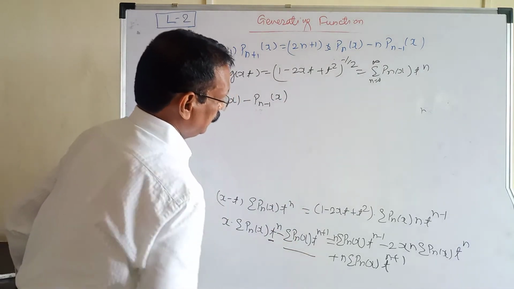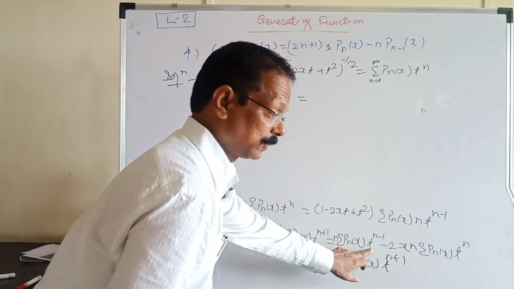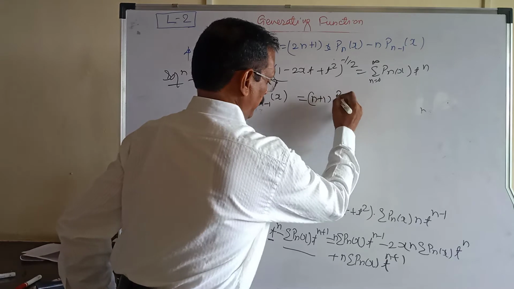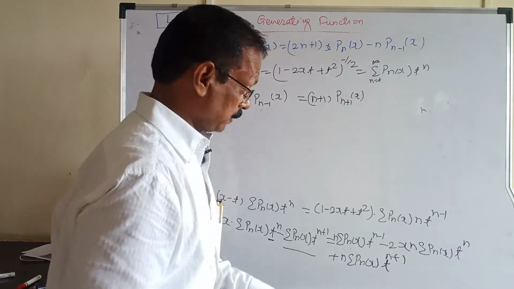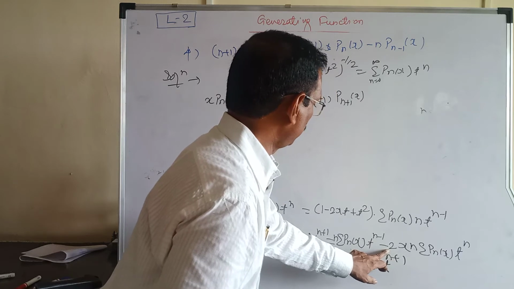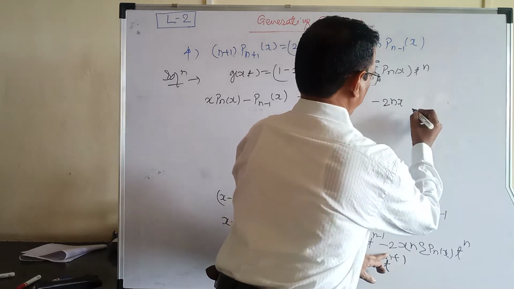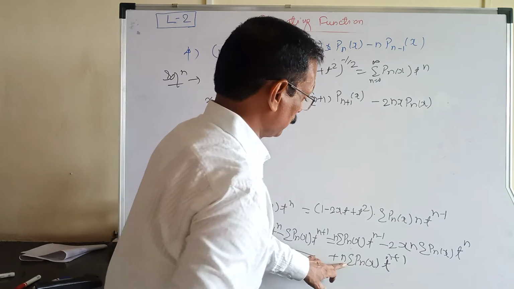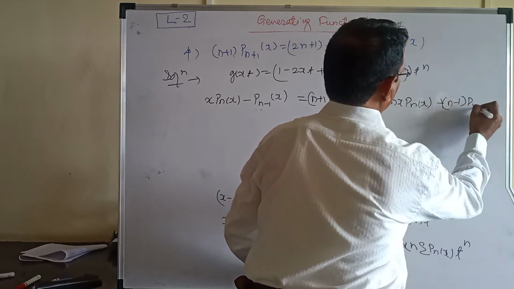Now on the right hand side, here is t raised to n minus 1, it is n minus 1. So if there is t raised to n, we have to write n plus 1. So n plus 1 Pn plus 1 of x. Compare the coefficient with t raised to n. There is no change here: minus twice n into x into Pn of x. Now the remaining term: here is n plus 1, here we have written n minus 1, plus n minus 1 Pn minus 1 of x.